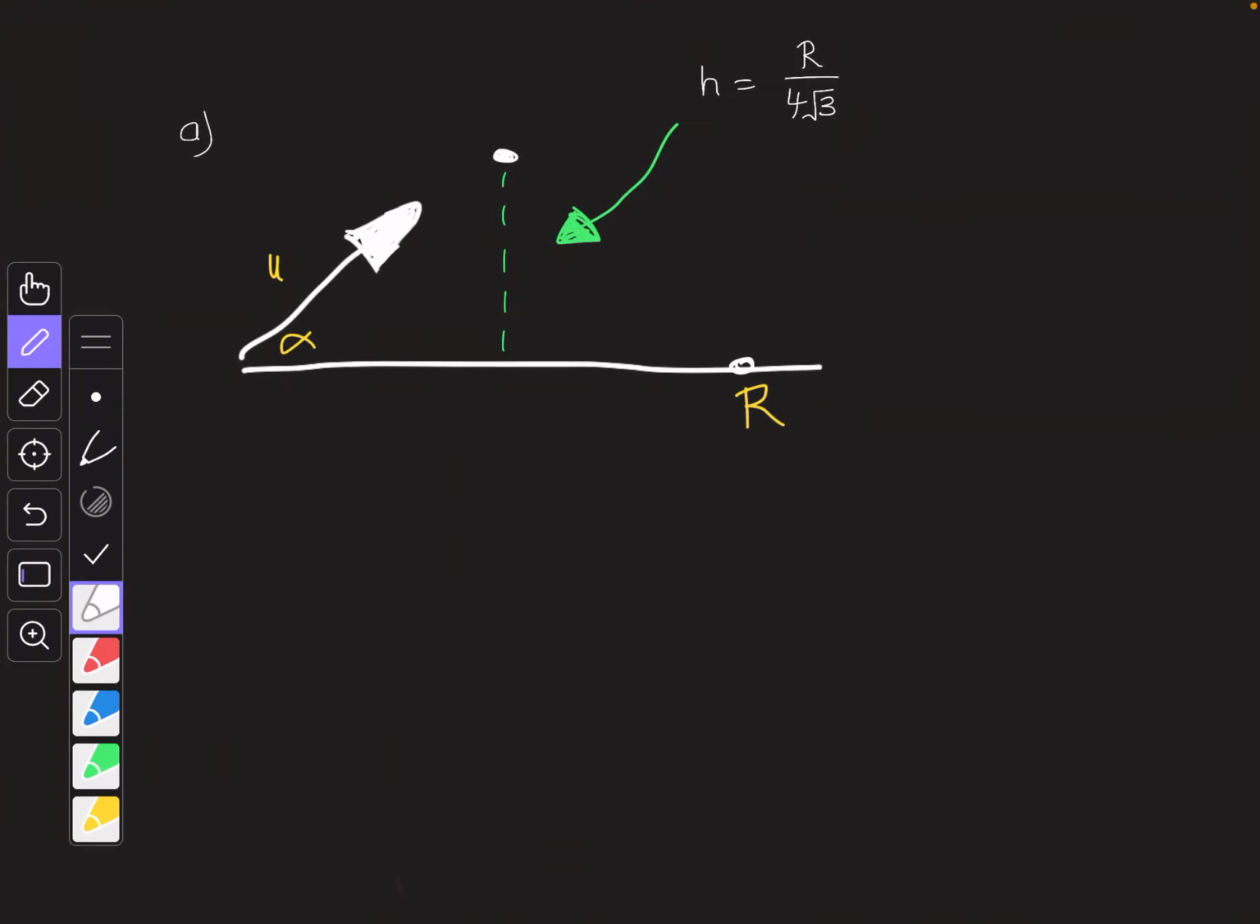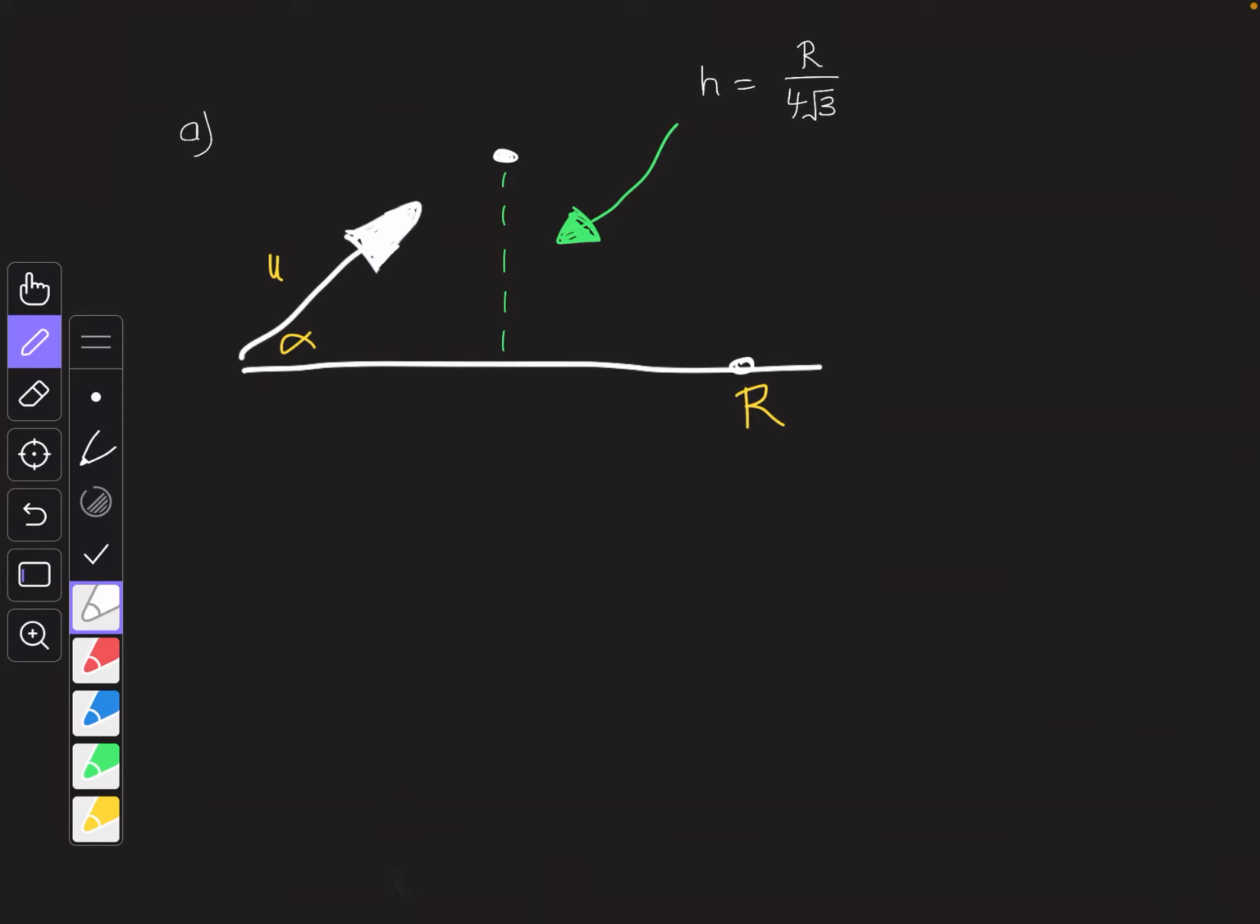So in our diagram here, I've drawn it a little bit ahead of time, we have that r is the range, which is shown there on the x-axis, and u is the projection of the particle at an angle alpha. And I've also marked in there the height which they gave to us.